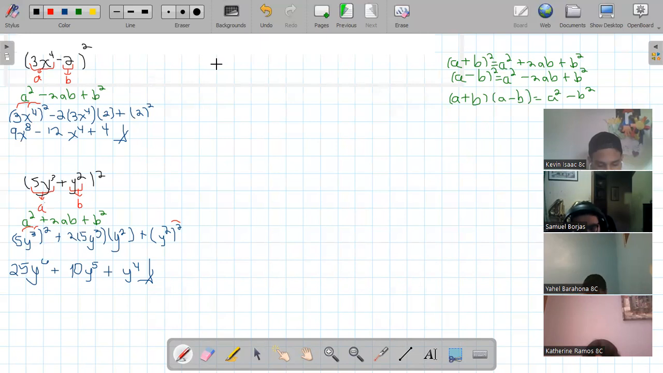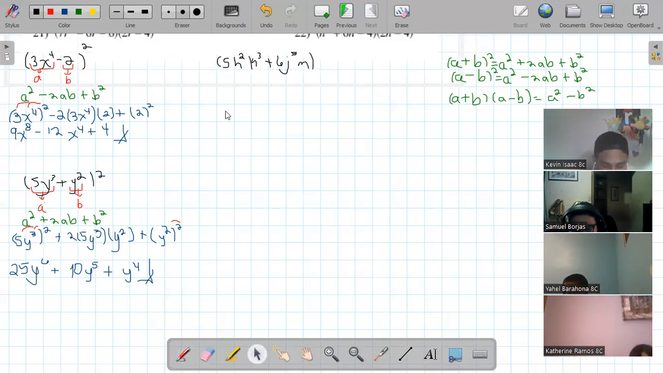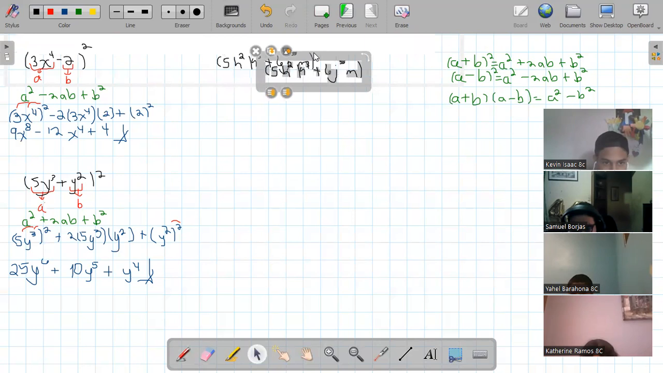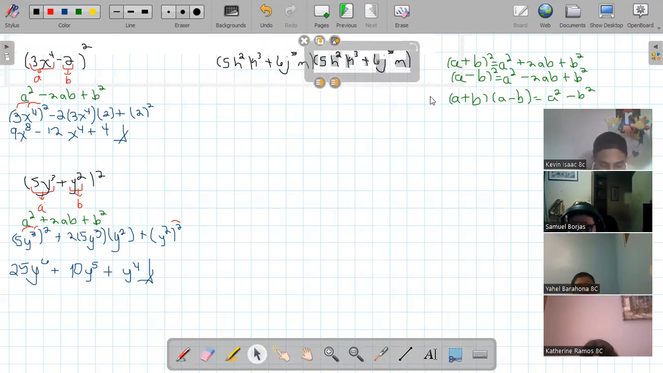Okay, let's do one more exercise. Let's say that we have 5h to the square, k to the cube, plus 6j to the 5th power, m, and that I'm going to be multiplying it times 5h to the square, k to the cube, minus 6j to the 5th power, m. What formula should I use in this case?